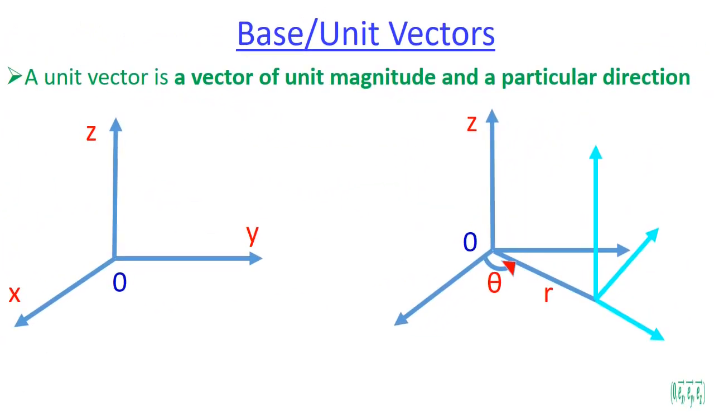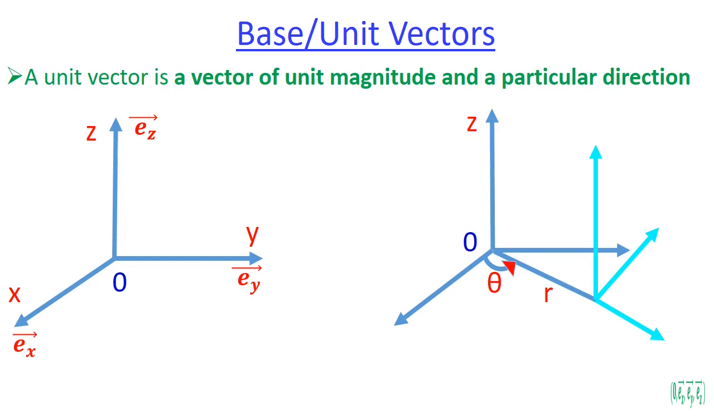Now, let us look at the concept of base or unit vectors. The very first question you will ask yourself is, what is a unit vector? Actually, a unit vector is a vector of unit magnitude and in a particular direction. So unit vectors have magnitude 1 and they are always in a particular direction. Along the z-axis, we have the unit vector Ez. Along the y-axis, we have the unit vector Ey, and along the x-axis, we have the unit vector Ex.